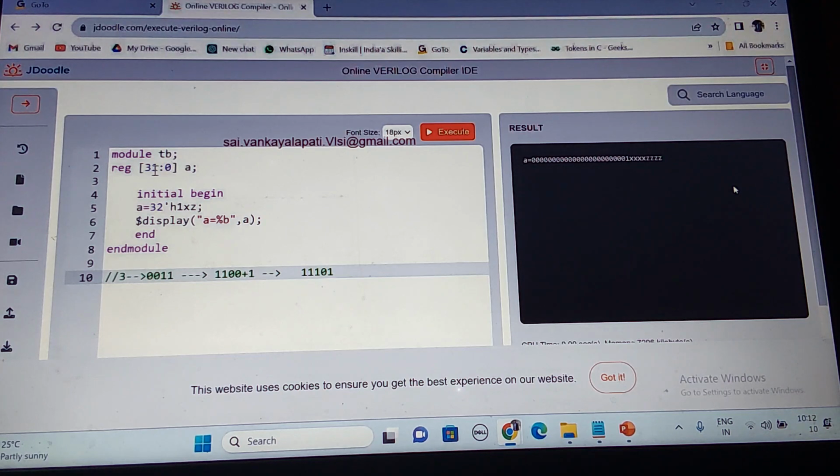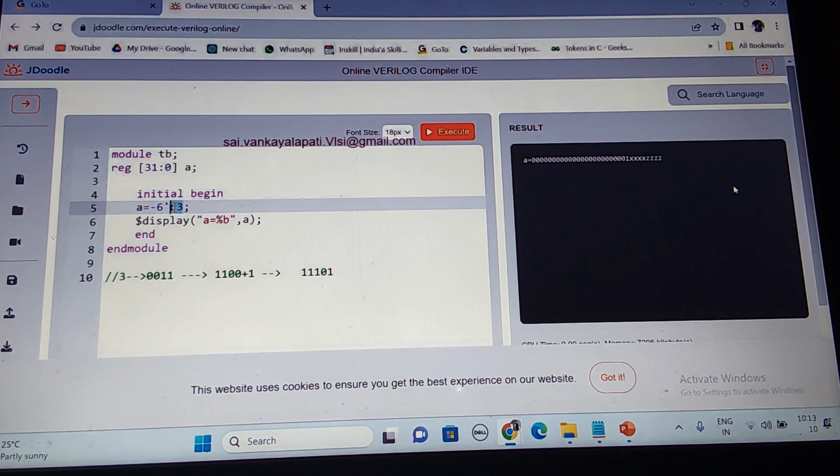I have declared the register 31 down to 0 of 8. Now I am going to assign the number. How to assign the negative number is minus, denoted by 6 tick D. Then how is it stored? Suppose I am going to print this in binary. How will this be stored? How many bits is it going to take? 6 bits. The size I am representing is 6, and this minus indicates 1. It is a negative number.